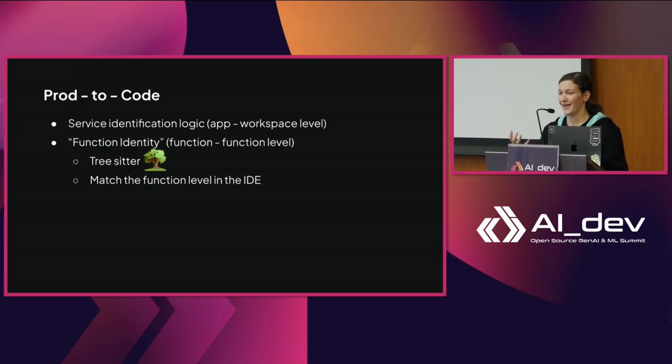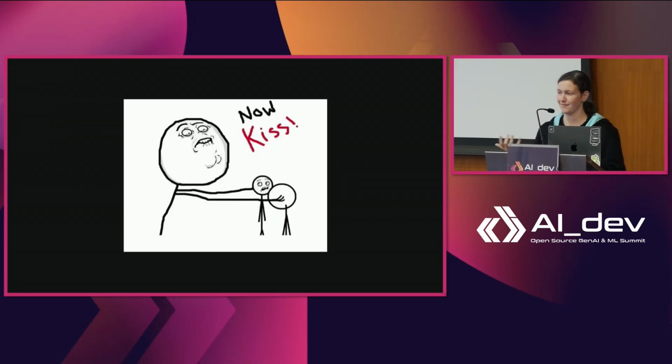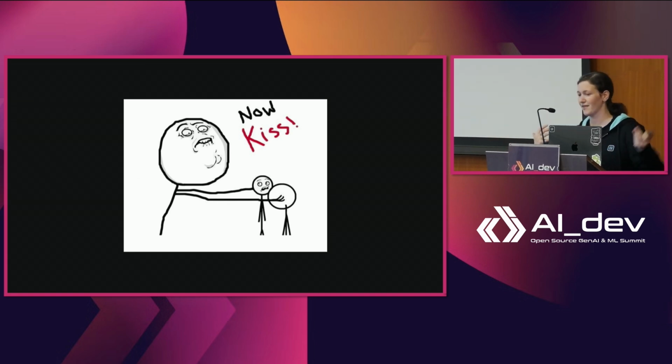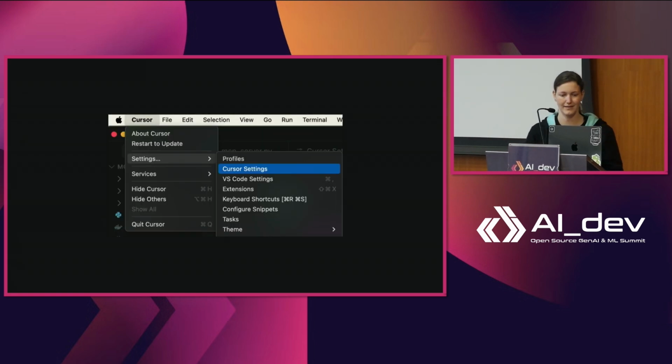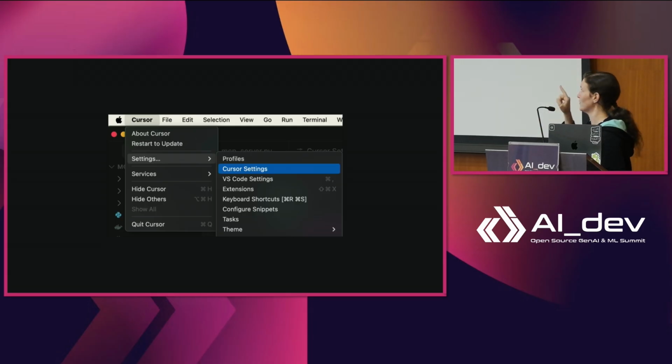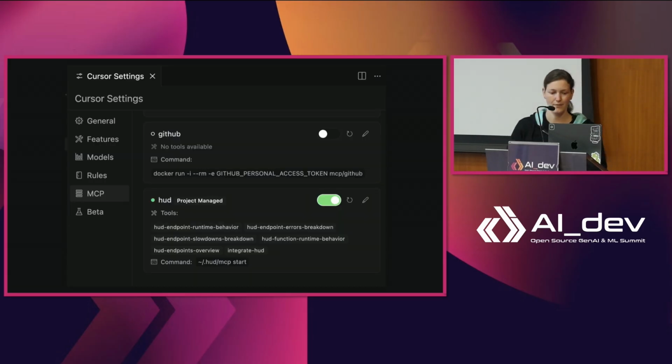So let's say we already had that one figured out. Now they can kiss, right? We have Cursor, we have the MCP server, we have the matching, everything is going great. Let's see. This is where it gets a little complicated. You click the settings button, then go to Cursor settings, and then we can set up our MCP servers.